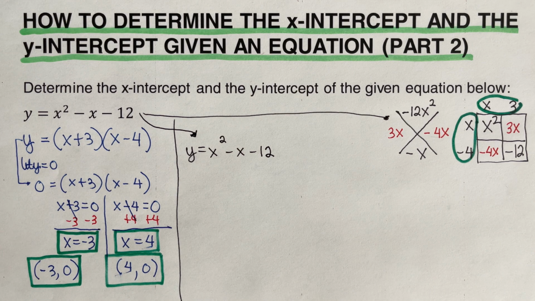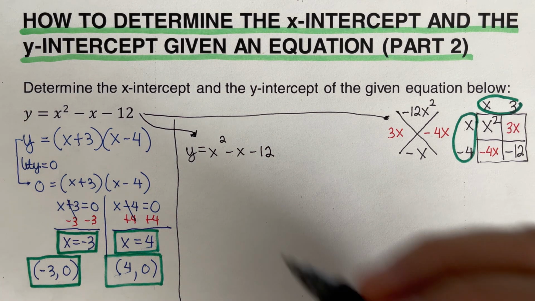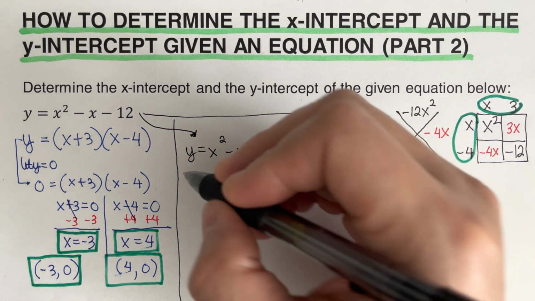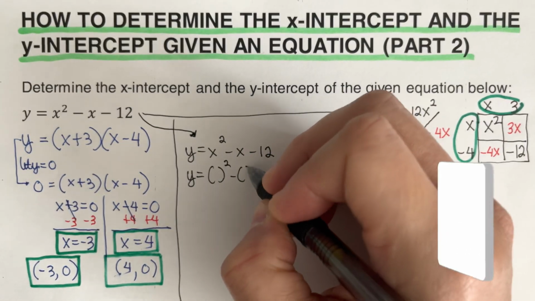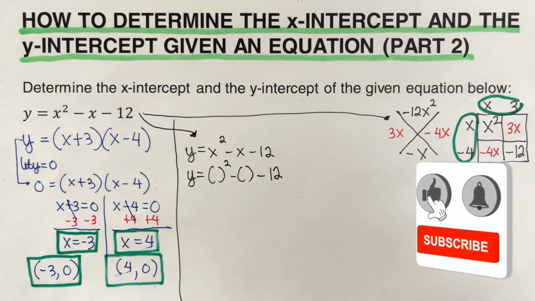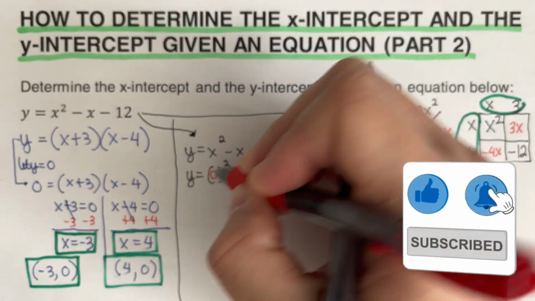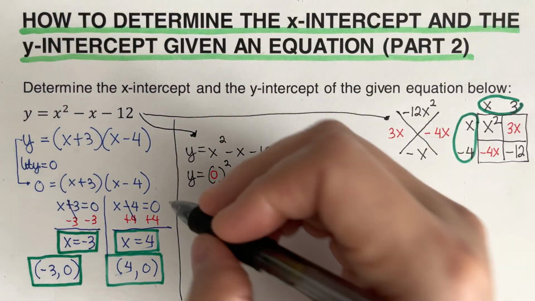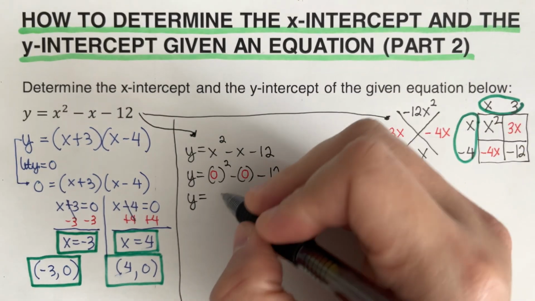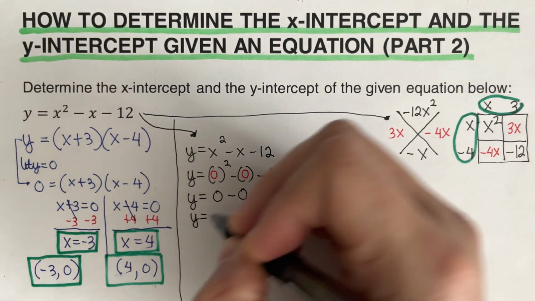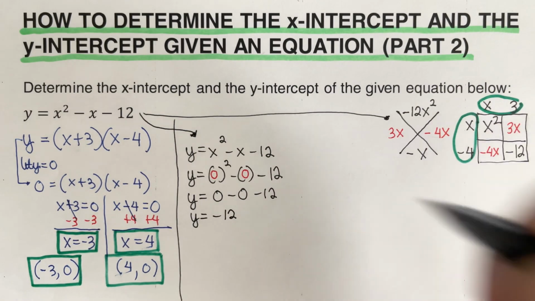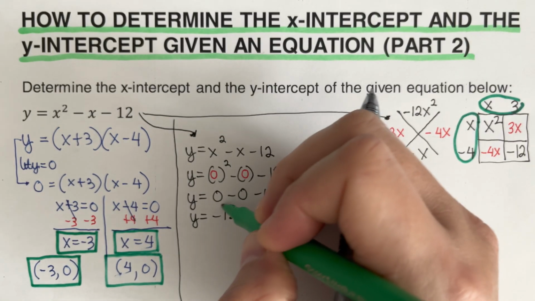Again, we remember that in order to determine the y-intercept, we're supposed to set x equals 0 and solve for y. So we can say y is equal to 0 squared minus 0 minus 12, and we set x equal to 0. So y is equal to 0 minus 12. Then our y-intercept is negative 12, so we can go ahead and put this inside the box.